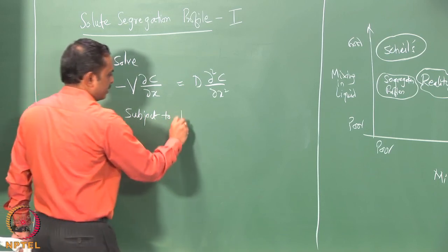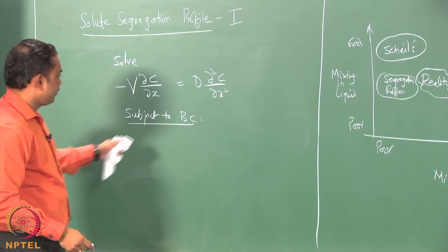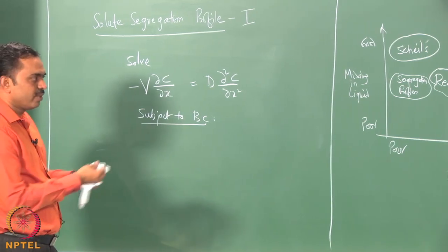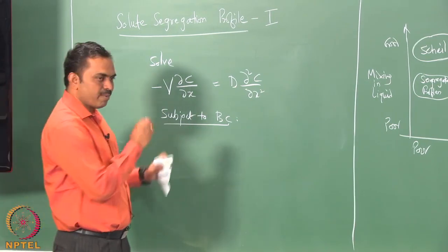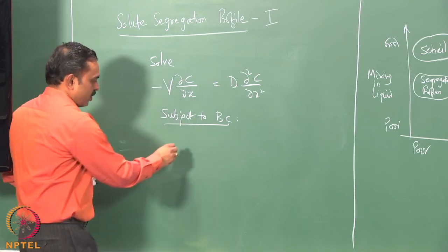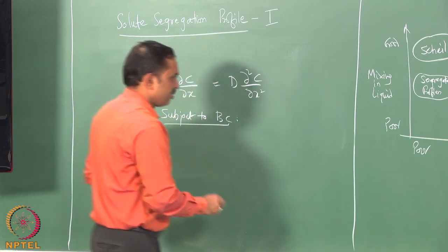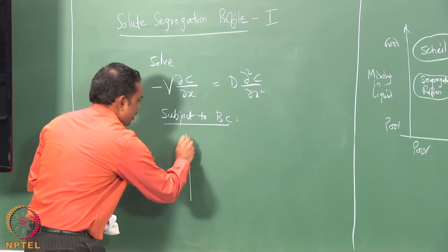Subject to the boundary conditions, for you to identify what the boundary conditions are, you must at least schematically draw how the profile is going to evolve, so that we can identify the boundary conditions at x equal to 0 and at x equal to infinity. For that I will show you how we could draw the profiles schematically and then make the boundary conditions.